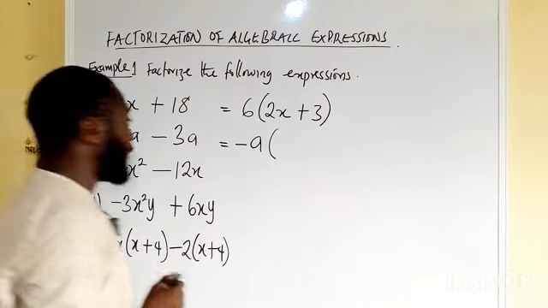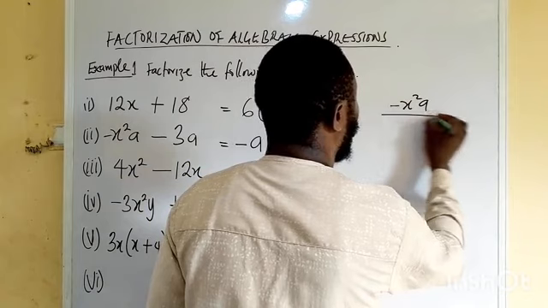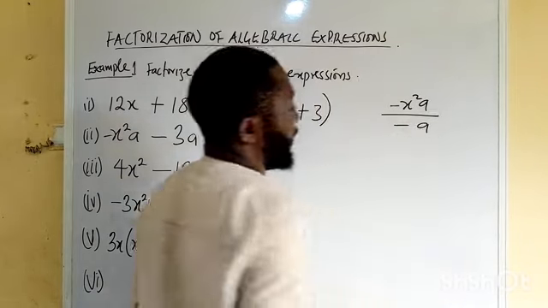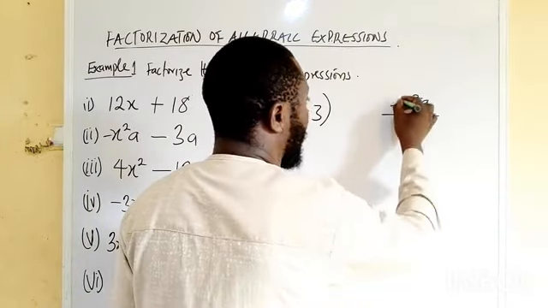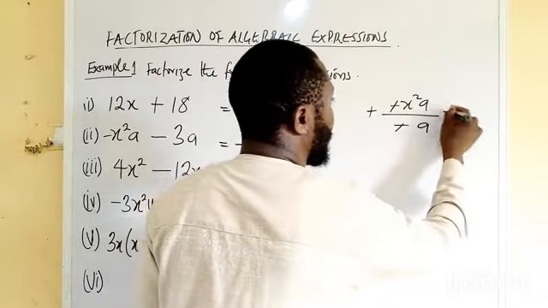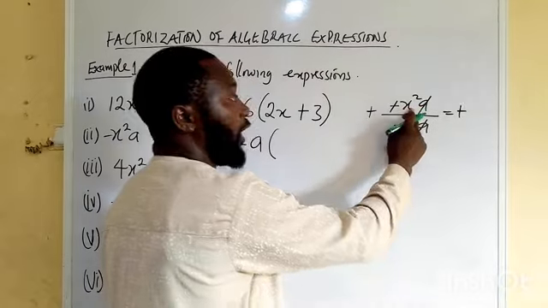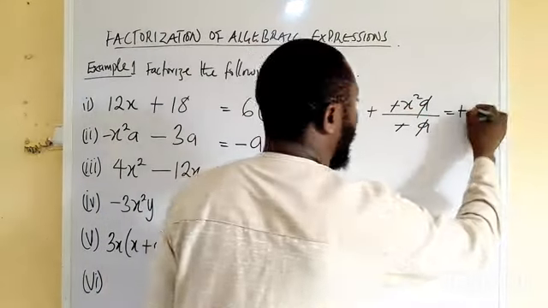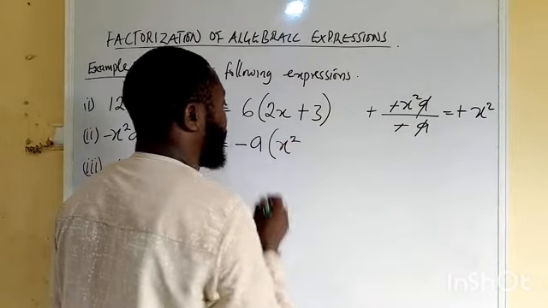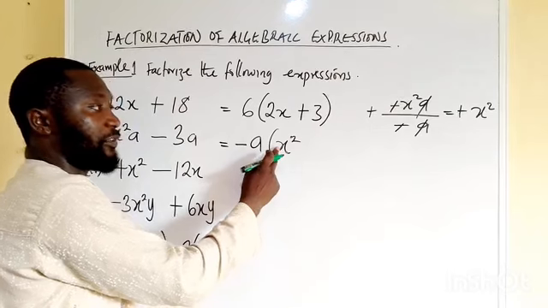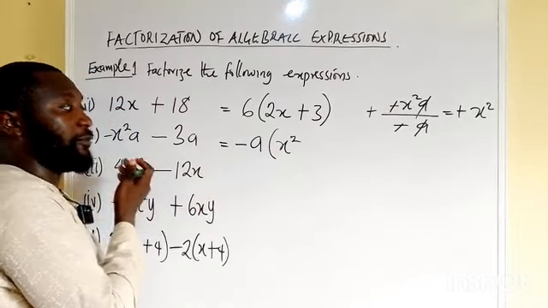So now let's try that. We have negative x squared a divided by negative a. From the rule of signs, minus divided by minus is plus. So we have plus. The a cancels a. What is left? x squared. Meaning we are going to have positive x squared. So you write x squared. You don't need to write the positive sign since you are not linking this with another term.